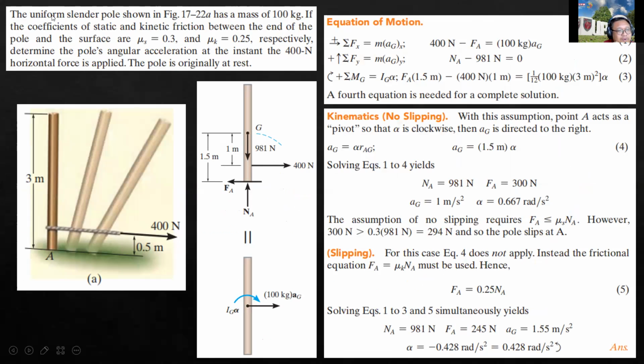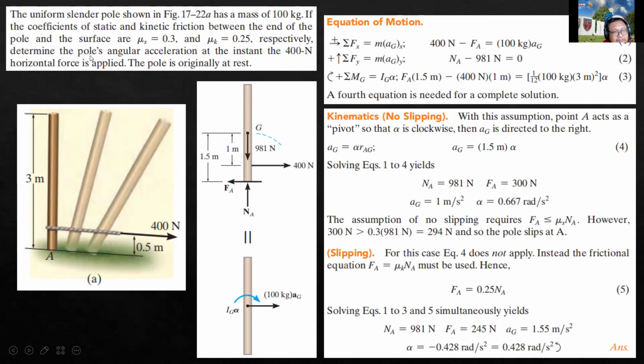What does it mean by uniform? Uniform means the shape is the same from the bottom until up here, and the mass distribution is also the same. That's why we call it the uniform slender pole. This pole has a mass of 100 kg, and the coefficients of static and kinetic friction between the end of the pole and the surface are given as 0.3 and 0.25 for the kinetic.